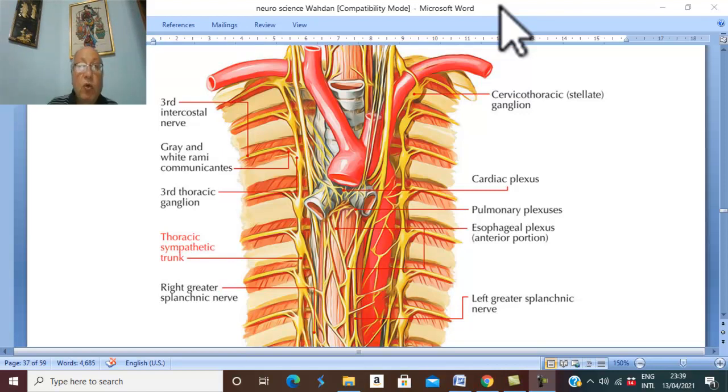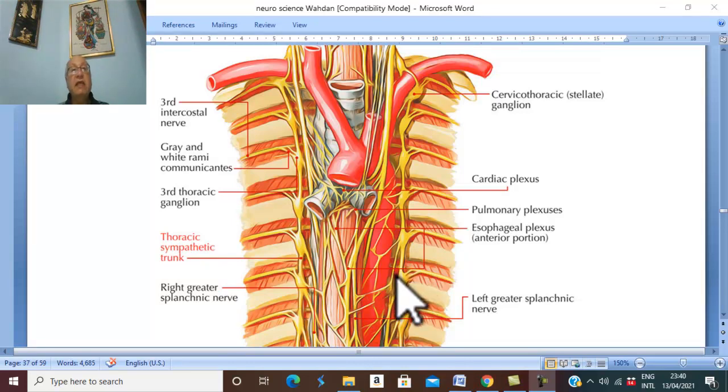Sympathetic supply of the thorax. The sympathetic supply of the thorax is derived from the thoracic part of the sympathetic chain. The thoracic part of the sympathetic chain runs on both sides, lateral to the thoracic vertebrae. The thoracic part of the sympathetic chain contains 11 or 12 ganglia.